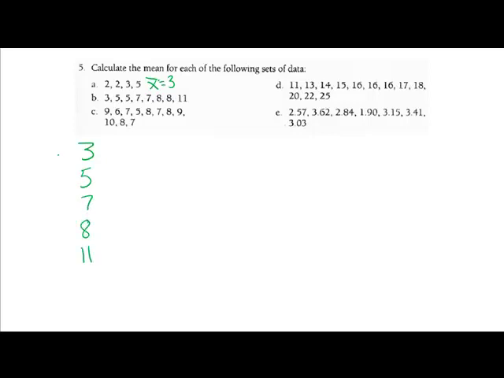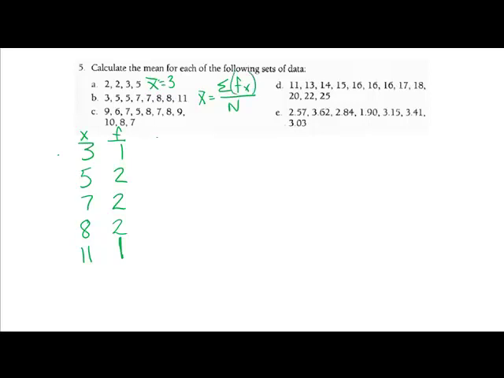So when it comes to 3, 3 appeared one time, 5 appears twice. For 7, 7 appears twice, 8 appears twice, and 11 appears one time. Okay, so we can use the frequency distribution table as a way of finding our mean if we use the following equation. X bar equals the sum of fx divided by n.